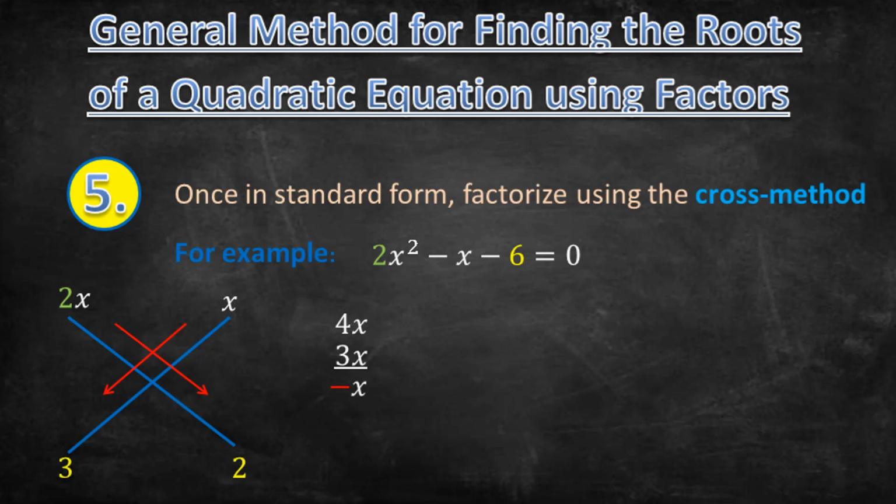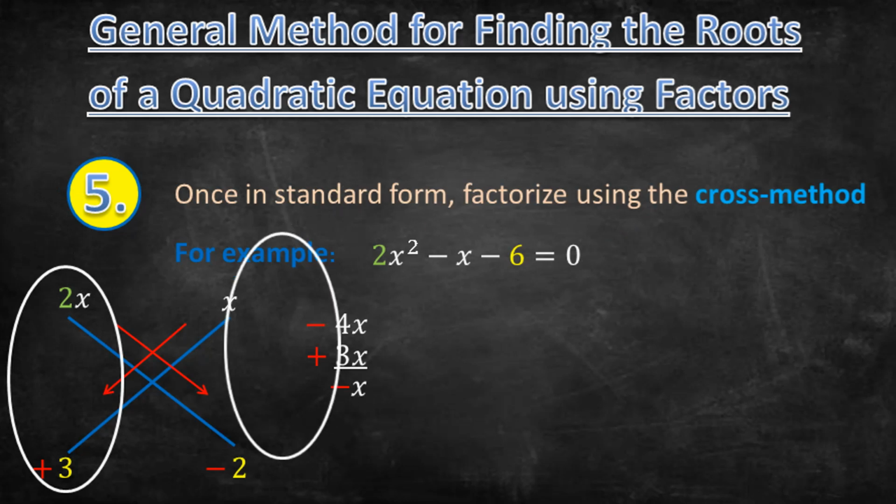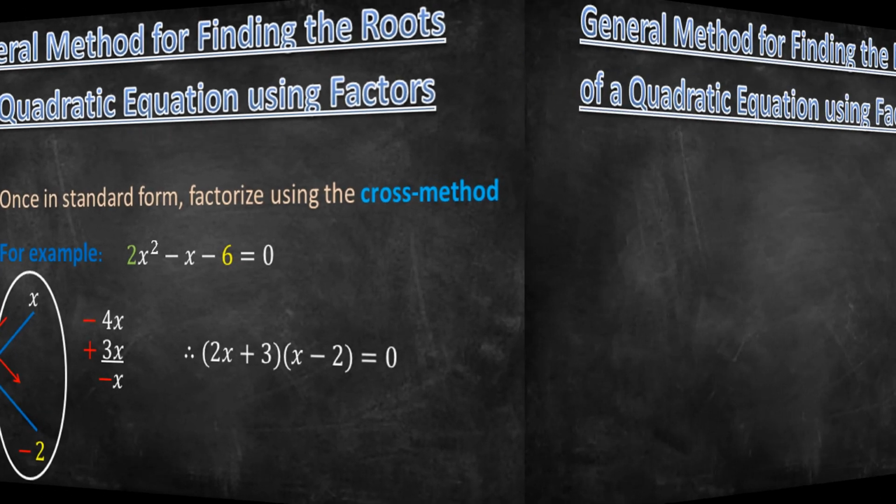We want a middle term of negative 1x. So the minus goes with a bigger number, in this case 4x, and the plus goes with a smaller number, in this case 3x. So we got 4x by multiplying 2x by 2, so the minus goes with a 2. And we got 3x by saying x times 3, so the plus goes with a 3. We now group together 2x and plus 3, and x and minus 2.